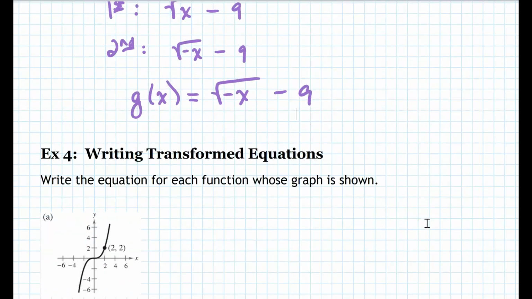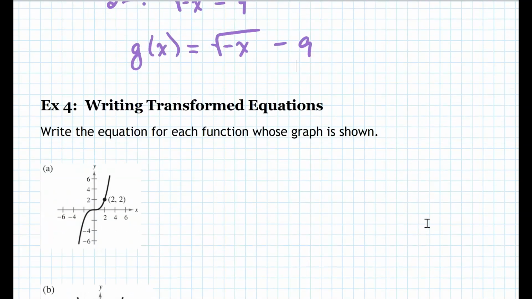All right, so this last part here is we're going to write a transformed equation based upon a graph.